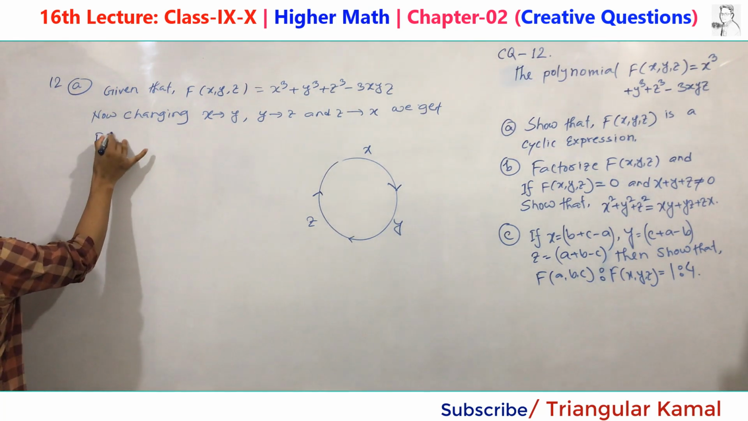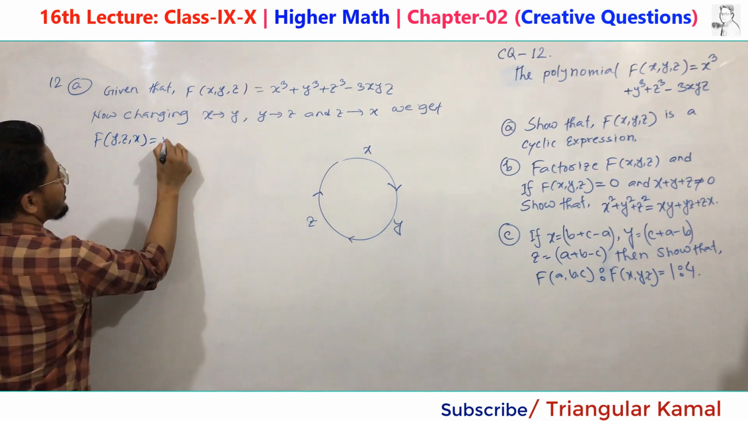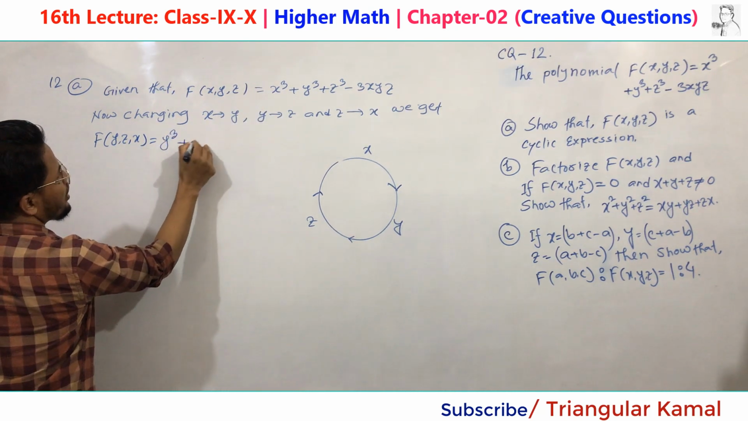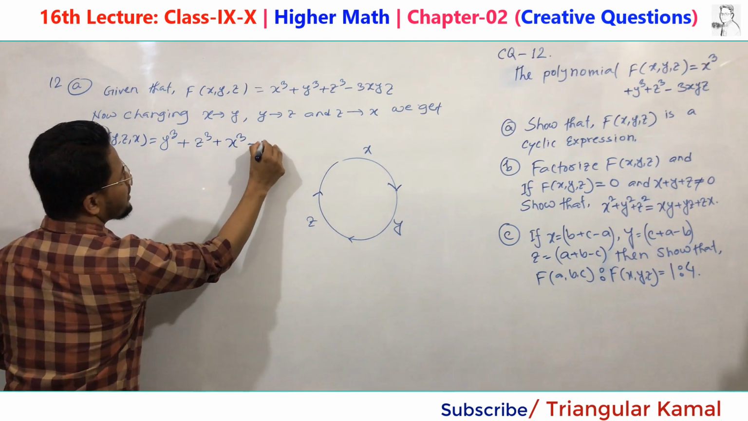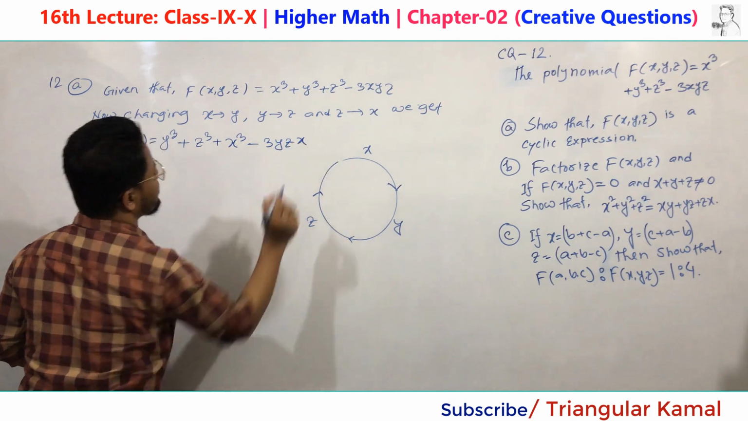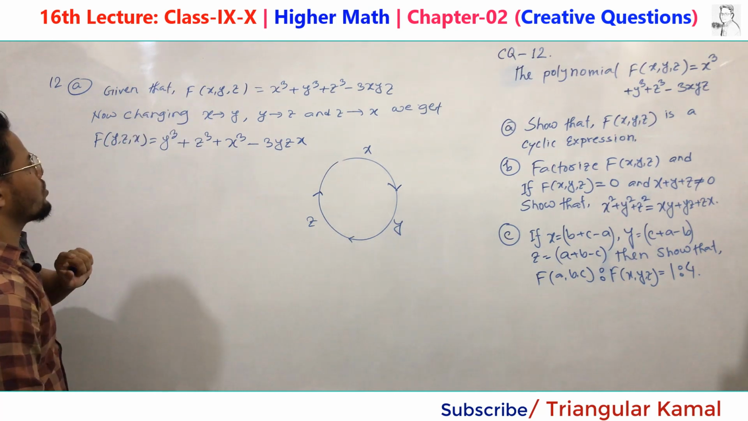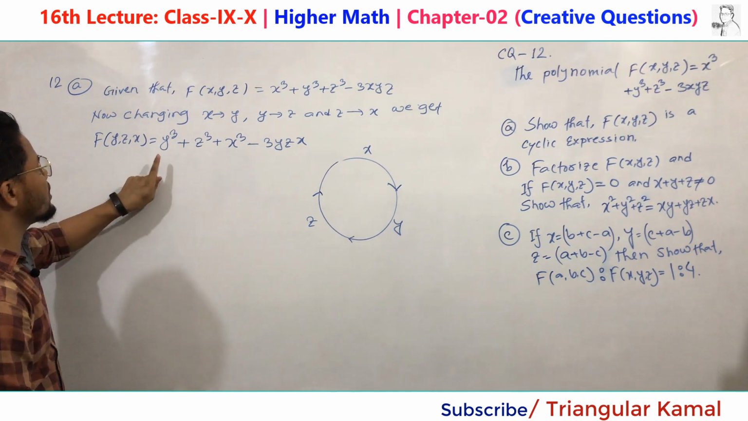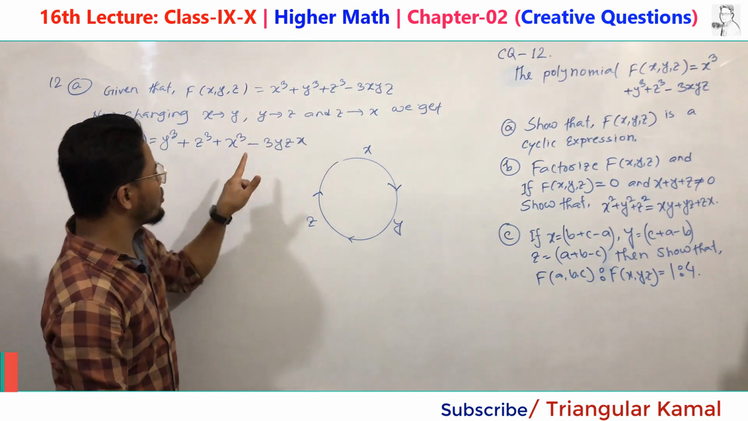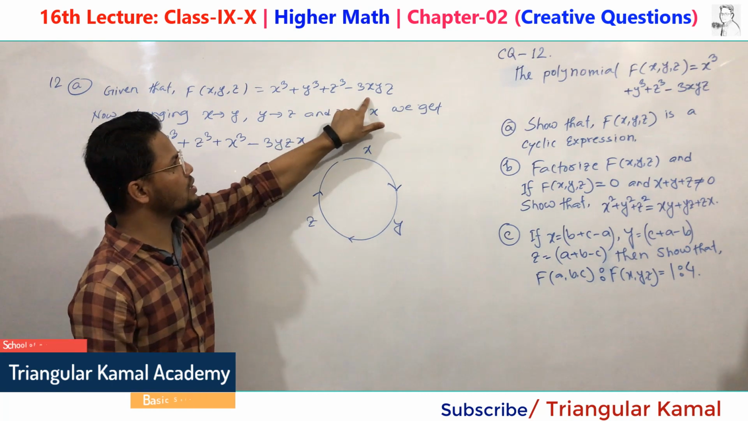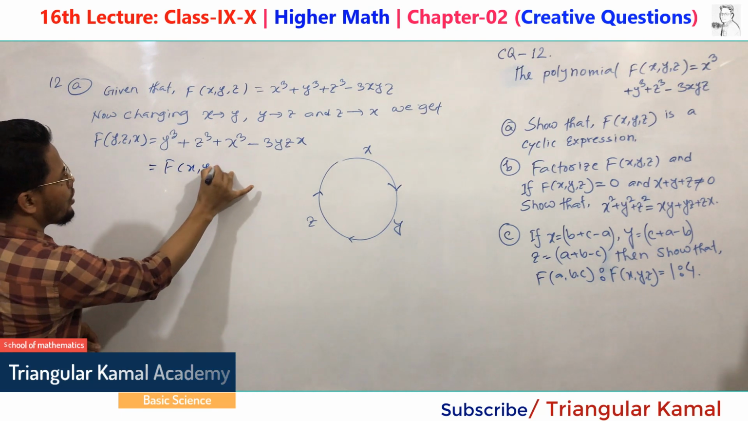Now f of y, z, x will be: x to y, this one is y cube, plus y to z, this one will be z cube, plus x cube, minus 3yzx. Okay, now give attention to the first one and the next one. After changing the variables, what we see here is x cube, y cube, z cube, minus 3yzx, which equals minus 3xyz, and which is equal to f of x, y, z.